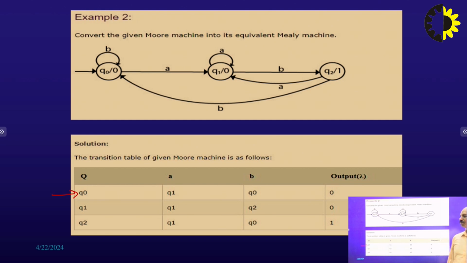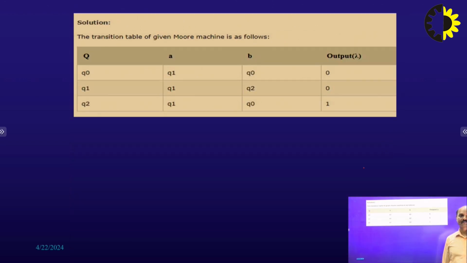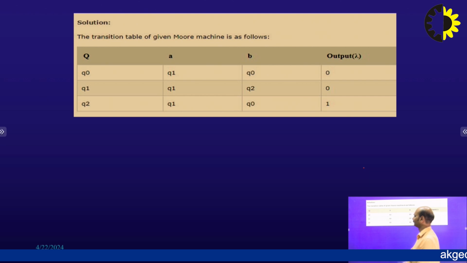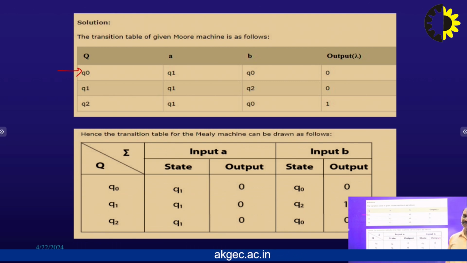So we have the output function, that is lambda. This particular table is represented. What is the output of Q0? Q0 output is 0, then Q1 output is 0, and Q2 output is 1. This is the table. Then second step, this table is converted into another table, that is the Mealy table. This is the table for the Mealy machine.